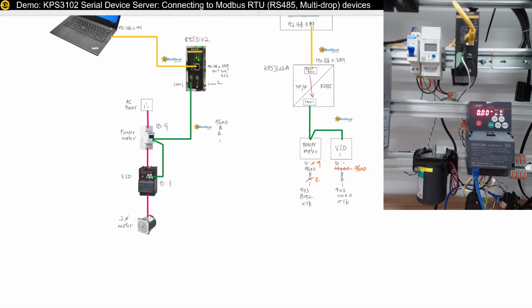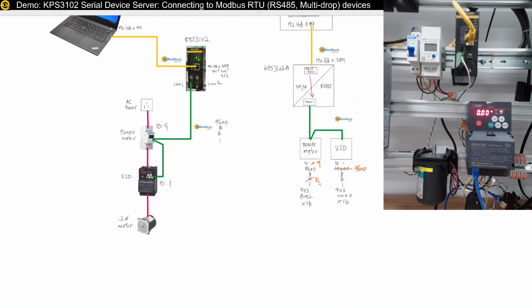From my earlier video, the VSD was previously 19200. Now I changed the baud rate to 9600, the same baud rate as the power meter. But there will be a conflict because both are ID 1, so I need to change the power meter to 9. Then I also need to synchronize the communication parameter settings.